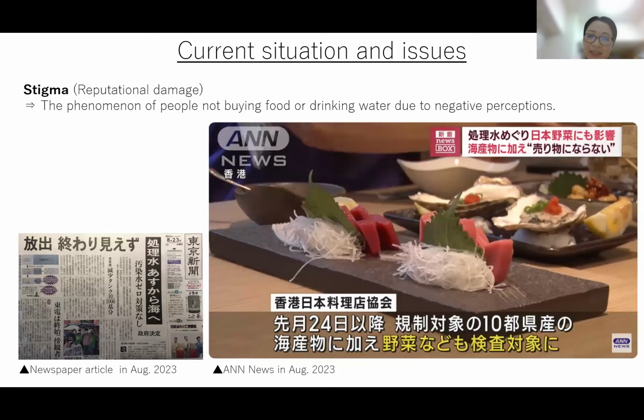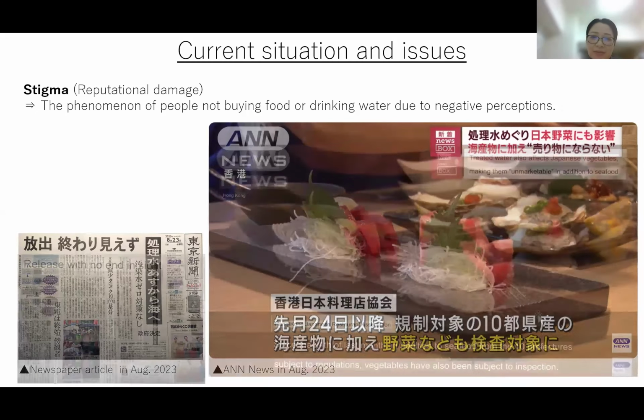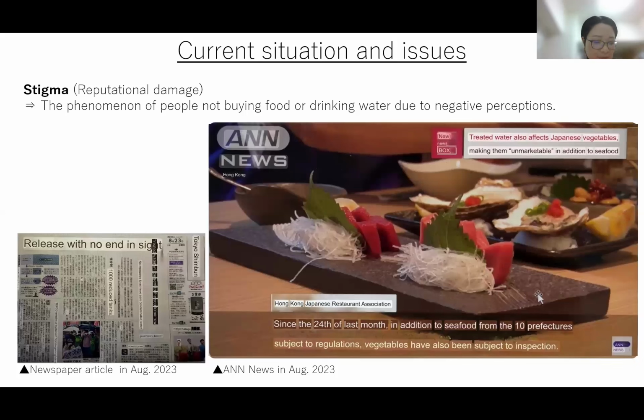Did you see this newspaper article from last August? Treated water from Fukushima plants is being released into the sea. So we still have stigma about food products, including seafood. What is stigma? Stigma is the phenomenon of people not buying food or drinking water due to negative perceptions. But whether it is true or not, we have to think about it ourselves.